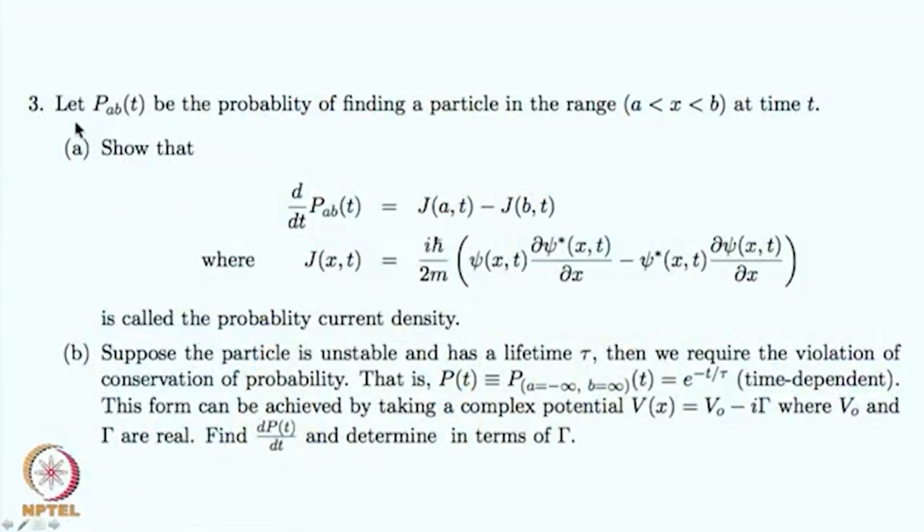And here problem 3 is about finding the probability. Let PAB be the probability of finding the particle between a range, that is A and B, at a particular time. So the problem is to show that the derivative of the probability is equal to the current density at A at time t minus the current density at B at time t, where this is the definition of current density J(x,t). So J(x,t) is nothing but the probability current density.